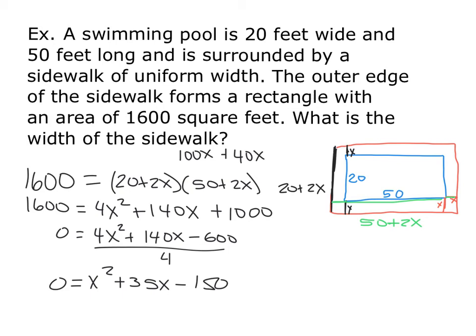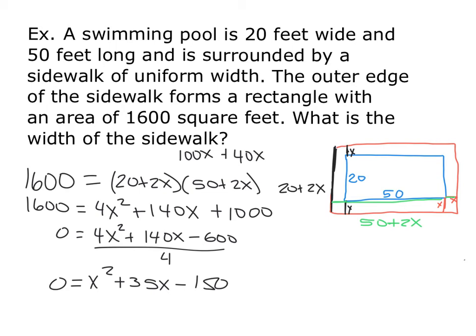150 and 35. Let's see. That's 5 times 30. Aw, no. If it was adding, it would work. All right, we'll just use the quadratic formula again.